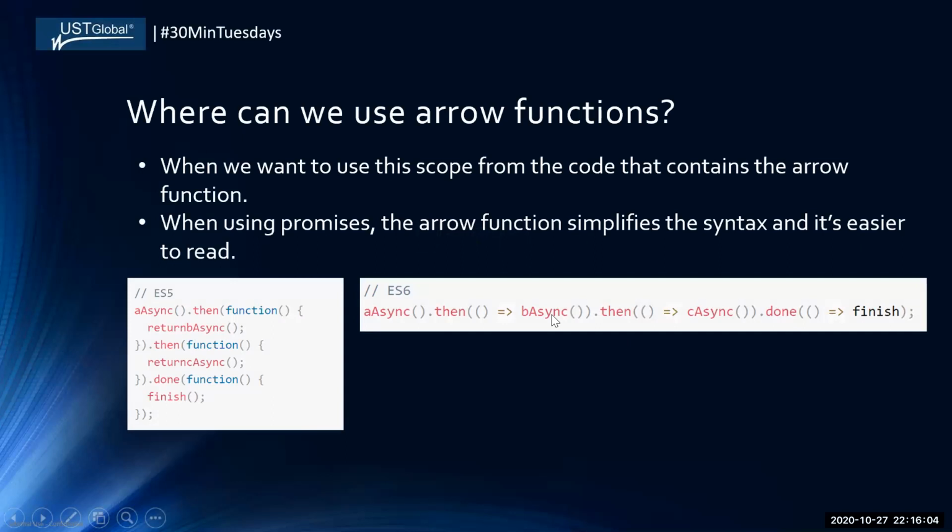Okay, so where can we use our arrow functions? When we want to use the scope from the code that contains the arrow function. As I have shown in the LWC, the inner function did not have the scope for the contact variable. So when we want to get the scope of the parent, we can use arrow functions. And when we are using promises, like asynchronous JavaScript functions written like this in ES5, we can replace these many lines with this simple one-line statement using arrow functions.